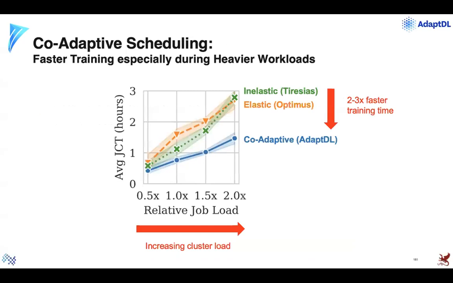So the co-adaptive scheduling in AdaptDL is able to reduce the expected time it takes to train a particular model using a shared cluster, and it can reduce this expected time by up to 3x. This diagram shows that as the total number of jobs sharing the cluster increases, AdaptDL with co-adaptive scheduling is able to achieve much faster job completions and training times. This improvement is primarily due to a combination of both more intelligent resource allocations and retuning of each job using the cluster.